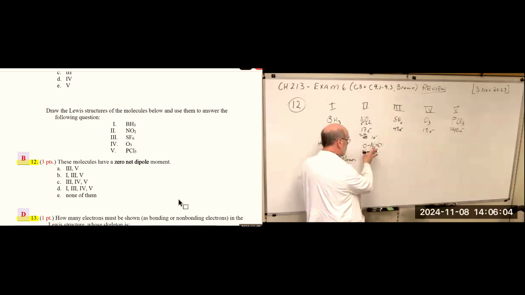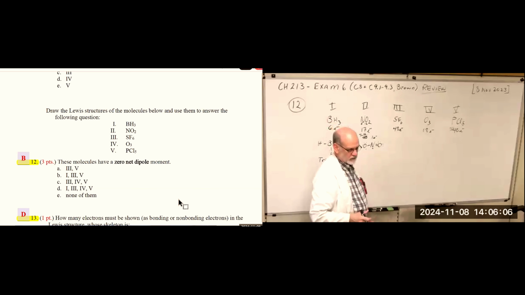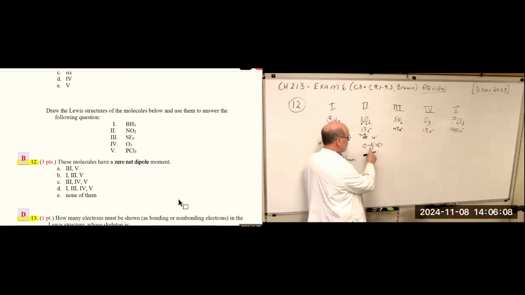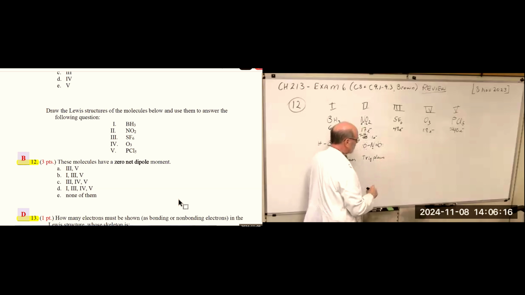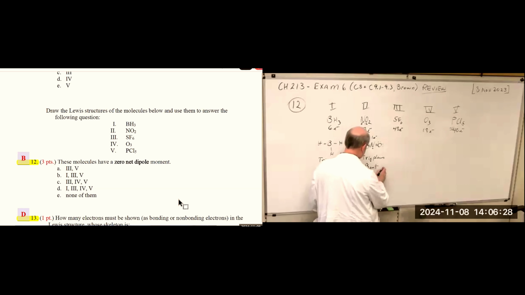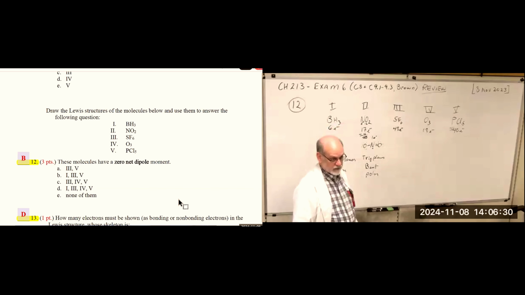But what does that mean for our geometry? Well, the electronic geometry is going to be trigonal planar, but the molecular geometry is going to be bent, which means we do have a dipole. Okay.